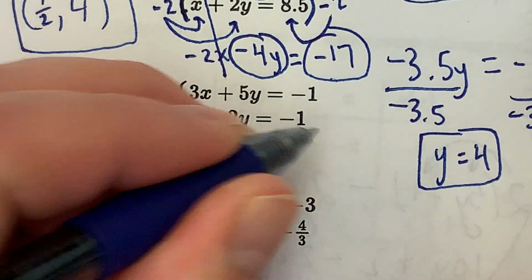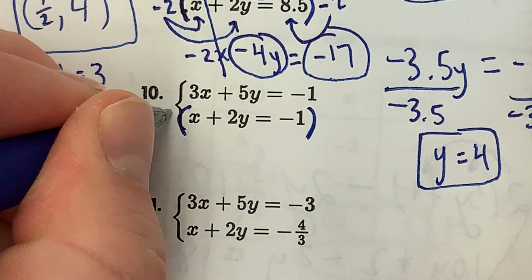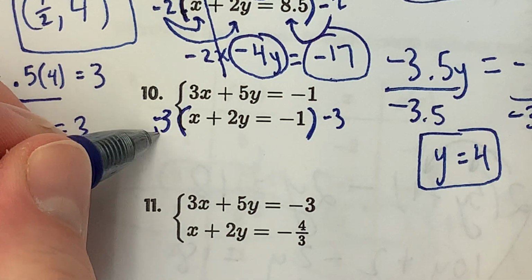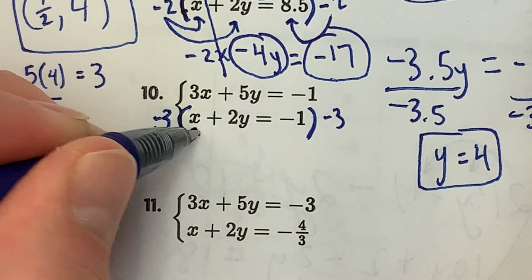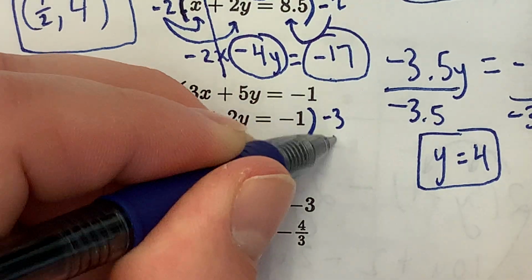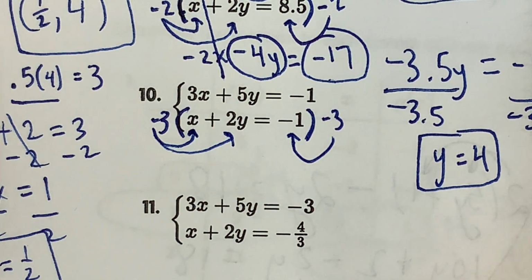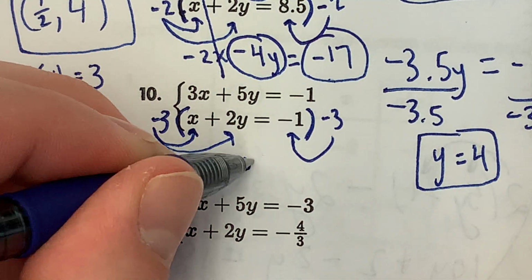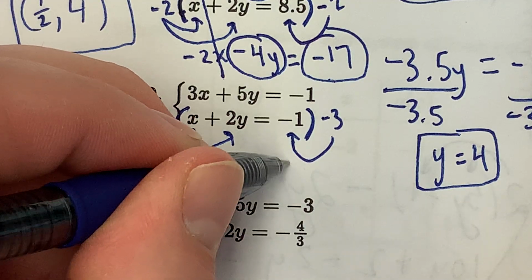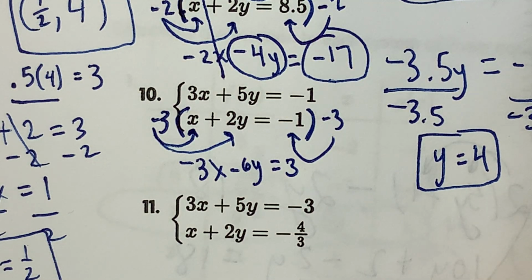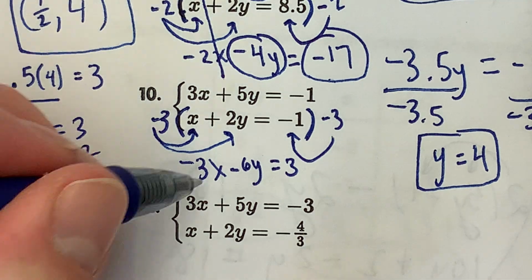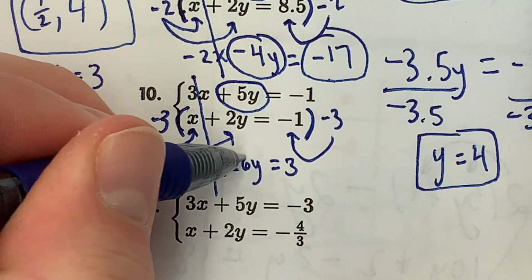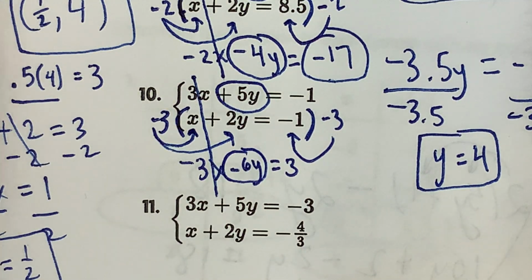You multiply a negative 3 into the entire thing. Some 8th graders make the mistake of only multiplying it into there, but you have to multiply it into everything in that line. So now you have negative 3x, but you also have negative 6y, and you have 3. Now the 3x's cancel, so good job. I'm looking at 5y and negative 6y, and that is negative y.